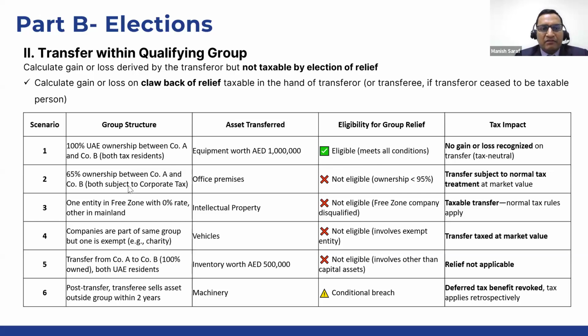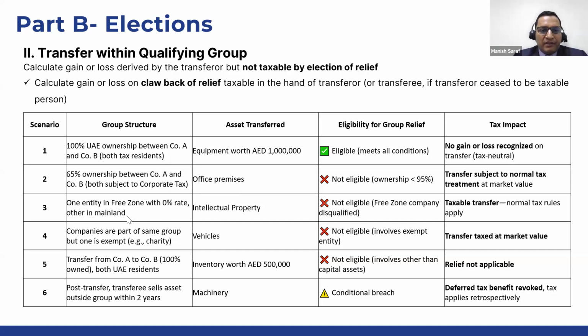Now, in the second scenario, it is 65% holding, common ownership between A and B. Both are subject to the corporate tax. Then office premises, some assets of the office are being transferred. But see, the holding is less than 75%. So in this scenario, they don't form a qualifying group and are subject to normal tax.